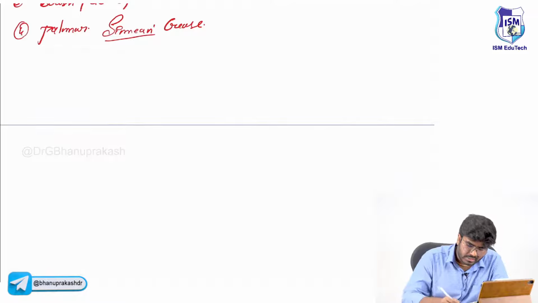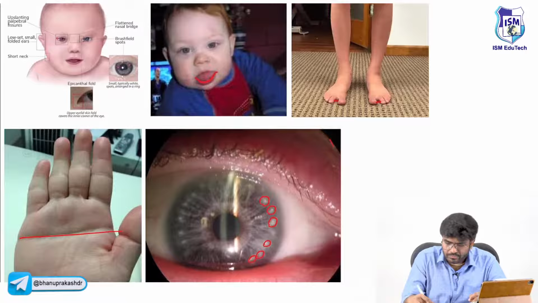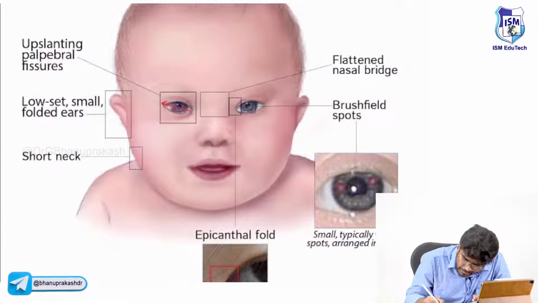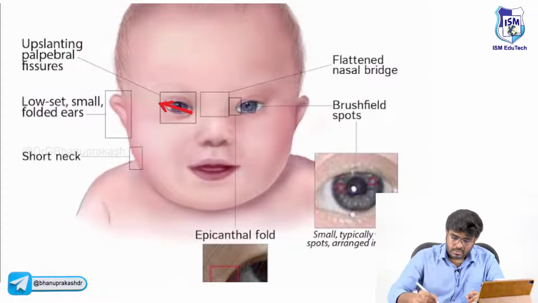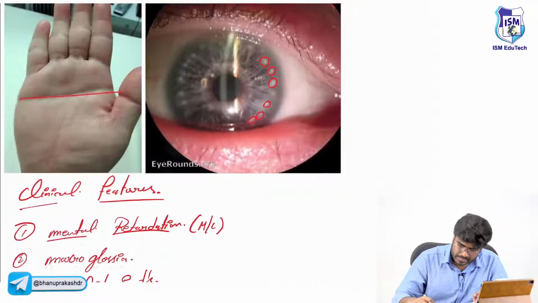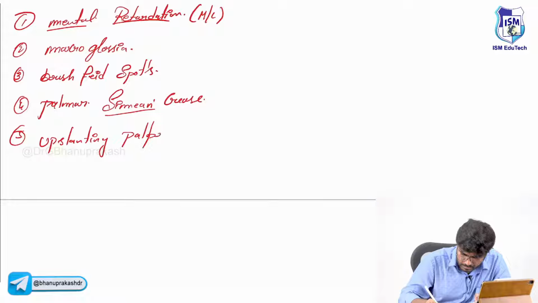Palmar simian crease is going to be seen. Next, what else? If you look at their eyes, brushfield spots are seen, and there will be upslanting palpebral fissures. Their eyes will be slanting like this, a little like this. There will be upslanting palpebral fissures.